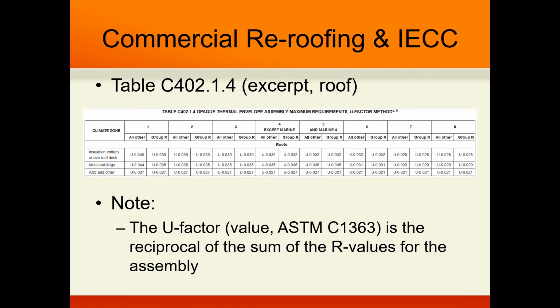I heard someone say it is a U factor, not a U value. The reality is ASTM doesn't give it either one, it just says the U. This is the reciprocal of the sum of the R values for the whole assembly. In other words, for each component, you add up all the R values and then you just take the reciprocal. When you do that, you get the U value. That U value you then can compare to this table.